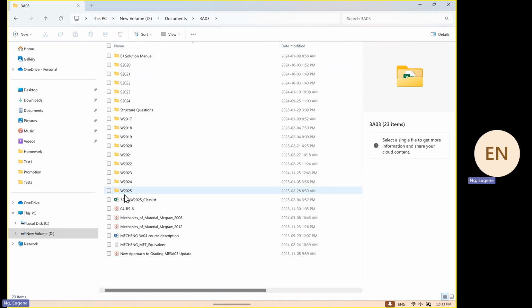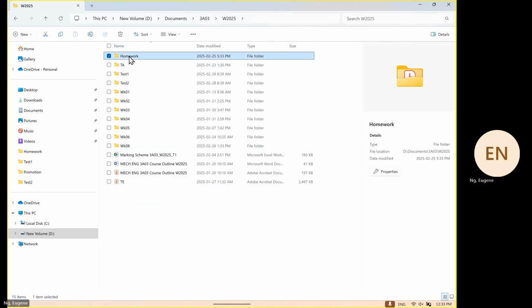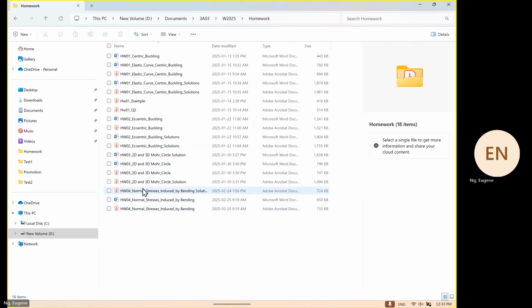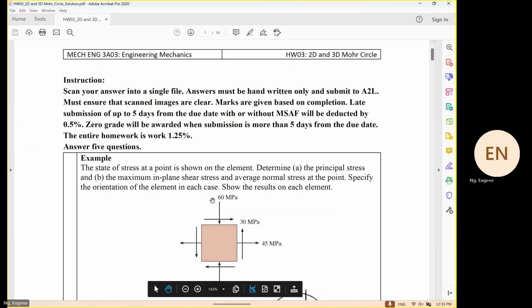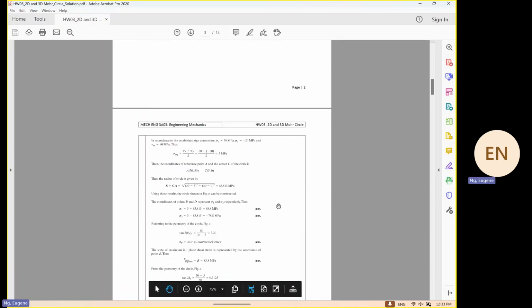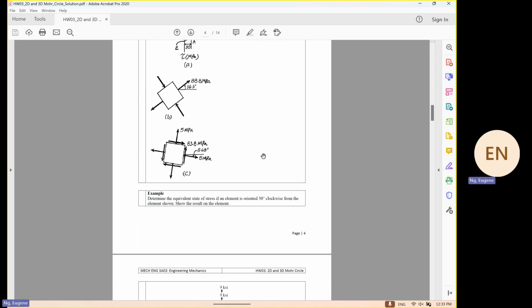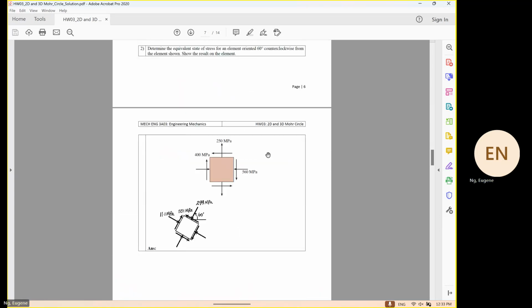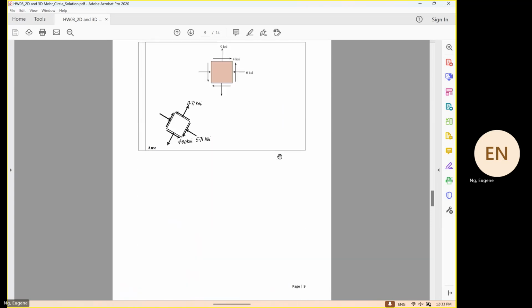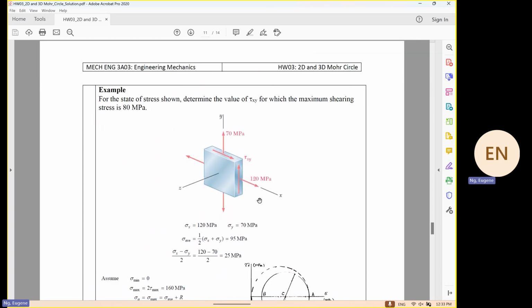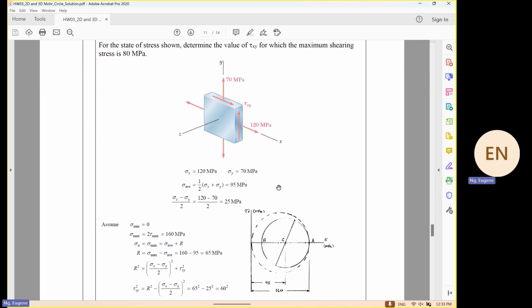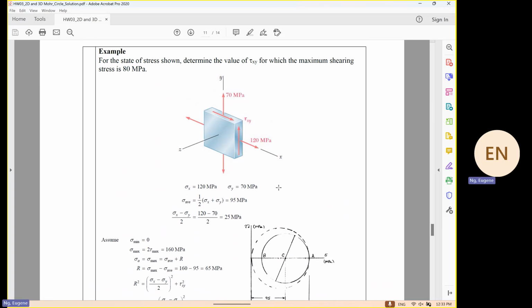The question that I'd like to attempt on Mohr circle, not this one. Go on. The question I'd like to attempt on Mohr circle is question number... where is it? This example, okay? So the student asked me to attempt this example by solving using Mohr circle. So that's what I'll be addressing today.